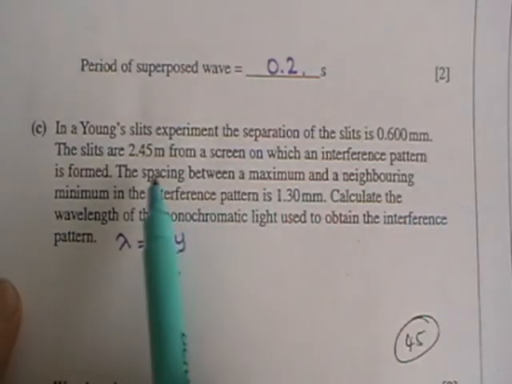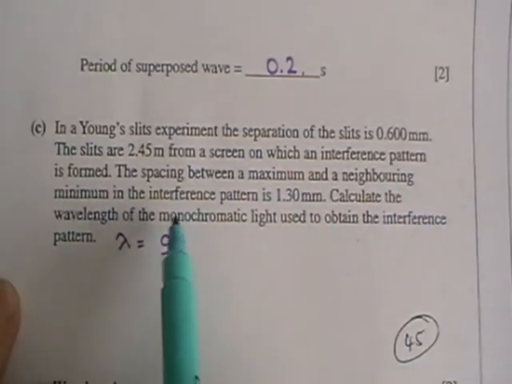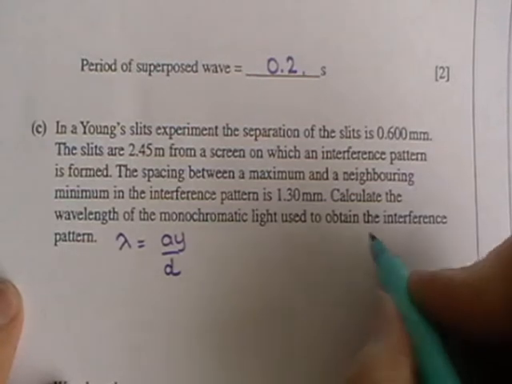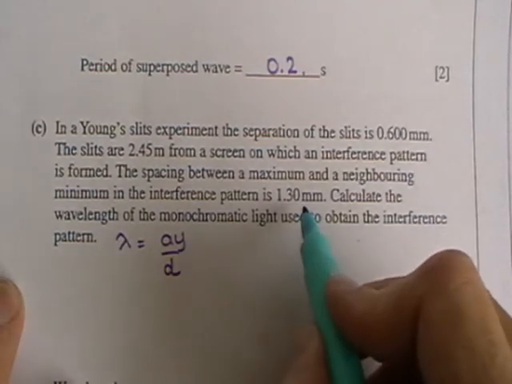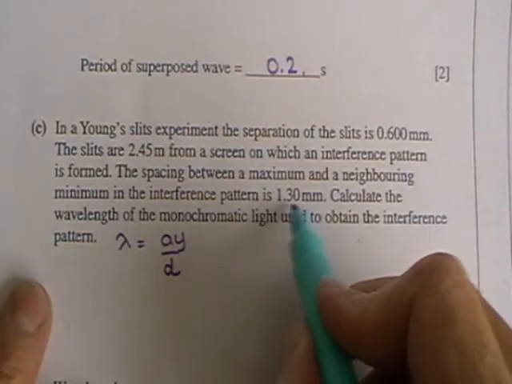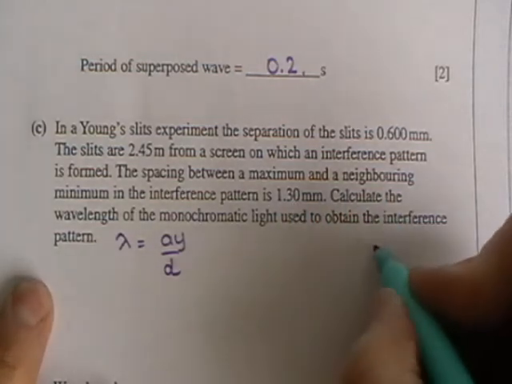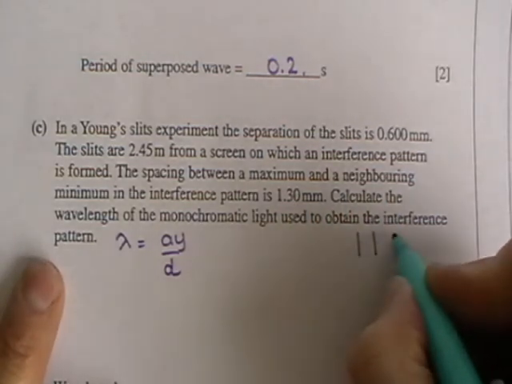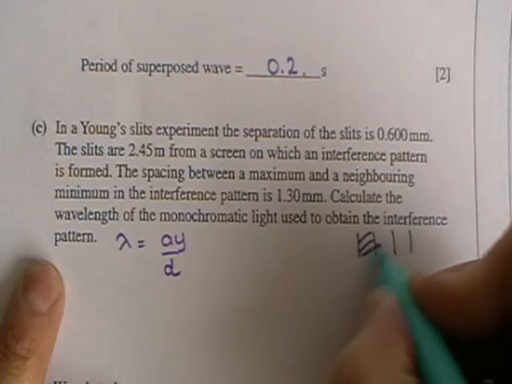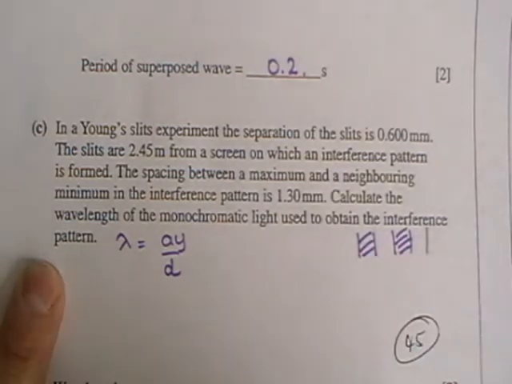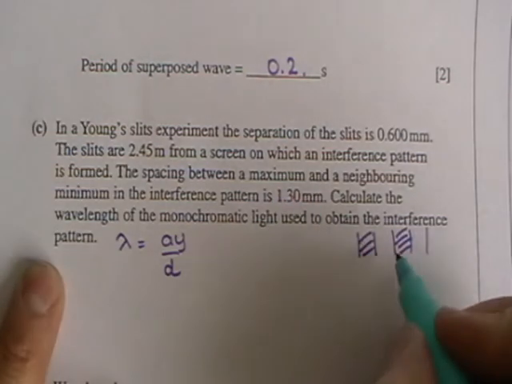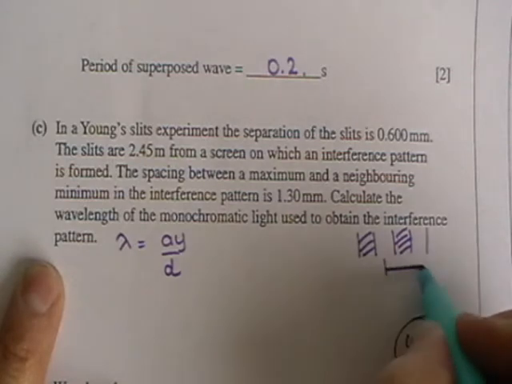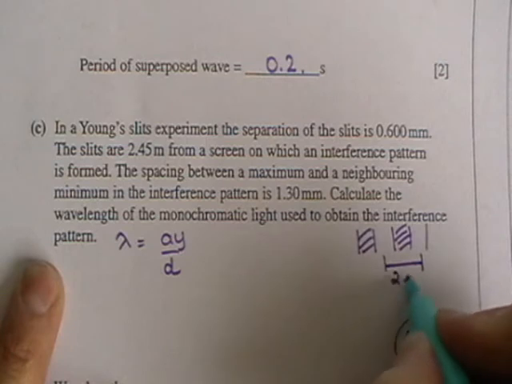And you can see there the spacing between the maximum and the neighbouring minimum is 1.3 millimeters, but we need the spacing between the two. Sorry, I should say that again. If those are your dark fringes there and there's a light fringe, they're telling you the spacing between a maximum and the neighbouring minimum is 1.3, but you need the total distance there, so that's 2.6 millimetres.